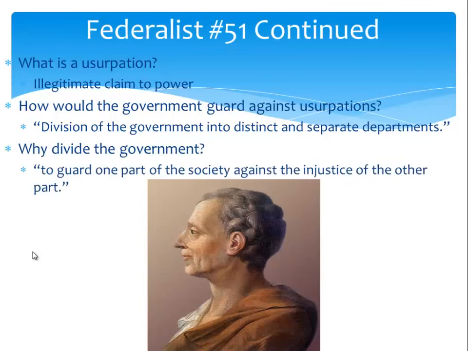So why divide the government? Again, finally, to guard one part of the society against the injustice of the other part. So if one of the branches is doing something bad, the other two branches can do their own thing and kind of check it and make sure that it doesn't get too bad.